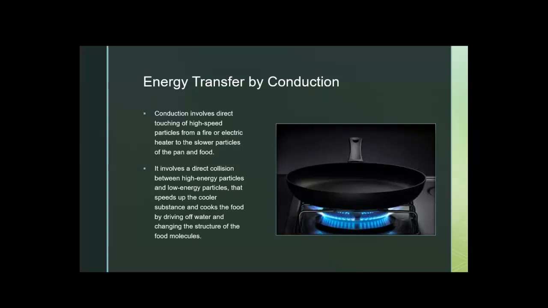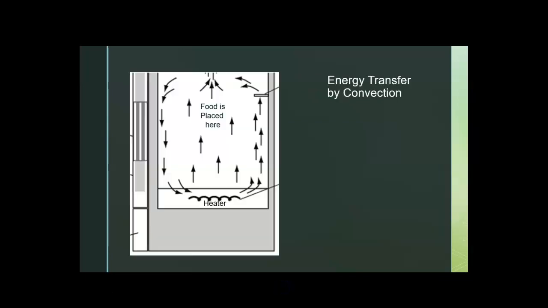And there's two ways it can cook the food. It can drive off water, we call that dehydration, or it can change the structure of the food molecules. The second type of energy transfer is called convection. Convection involves making fluid molecules move faster, and that makes them less dense, and therefore they rise toward the food. They transfer their energy to the food, and then they fall back down to be reheated.